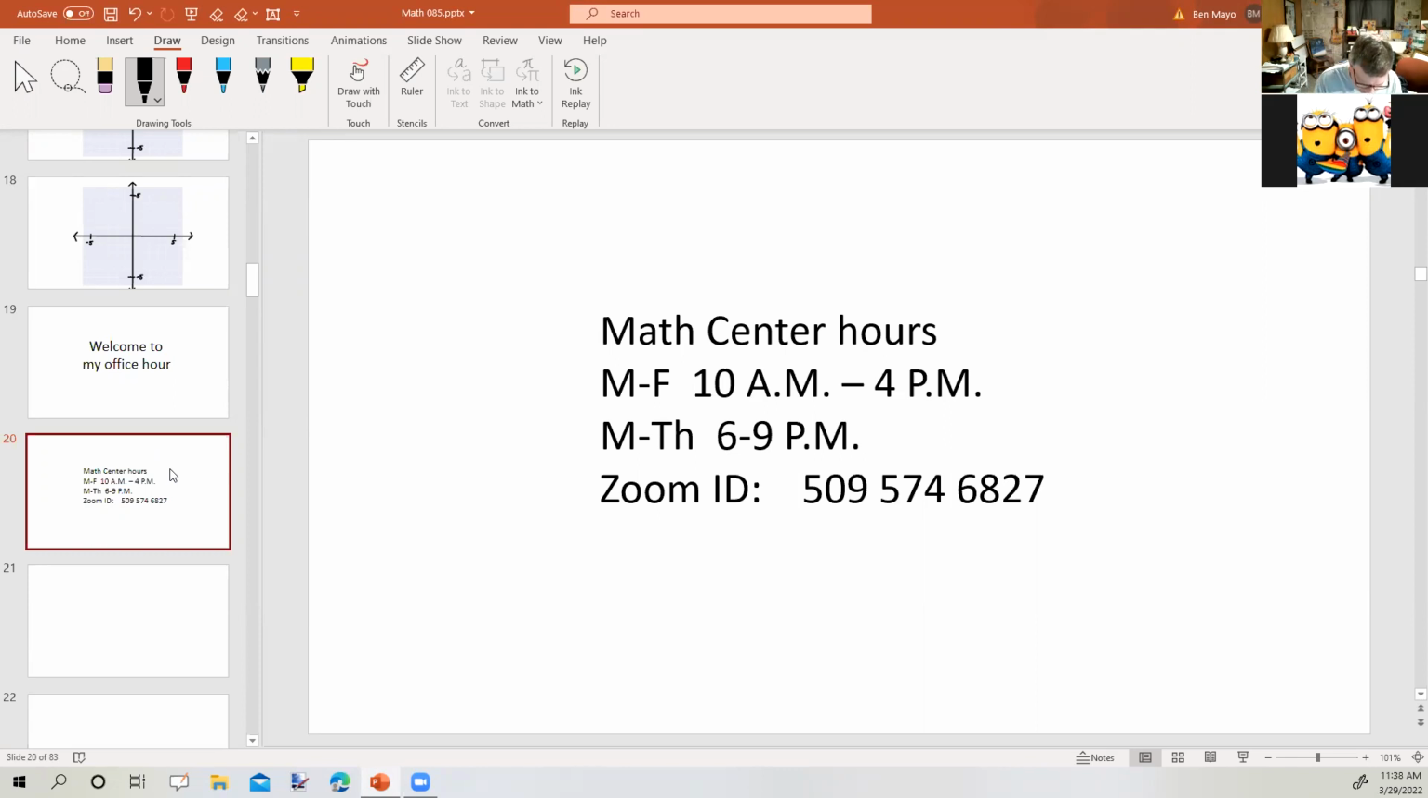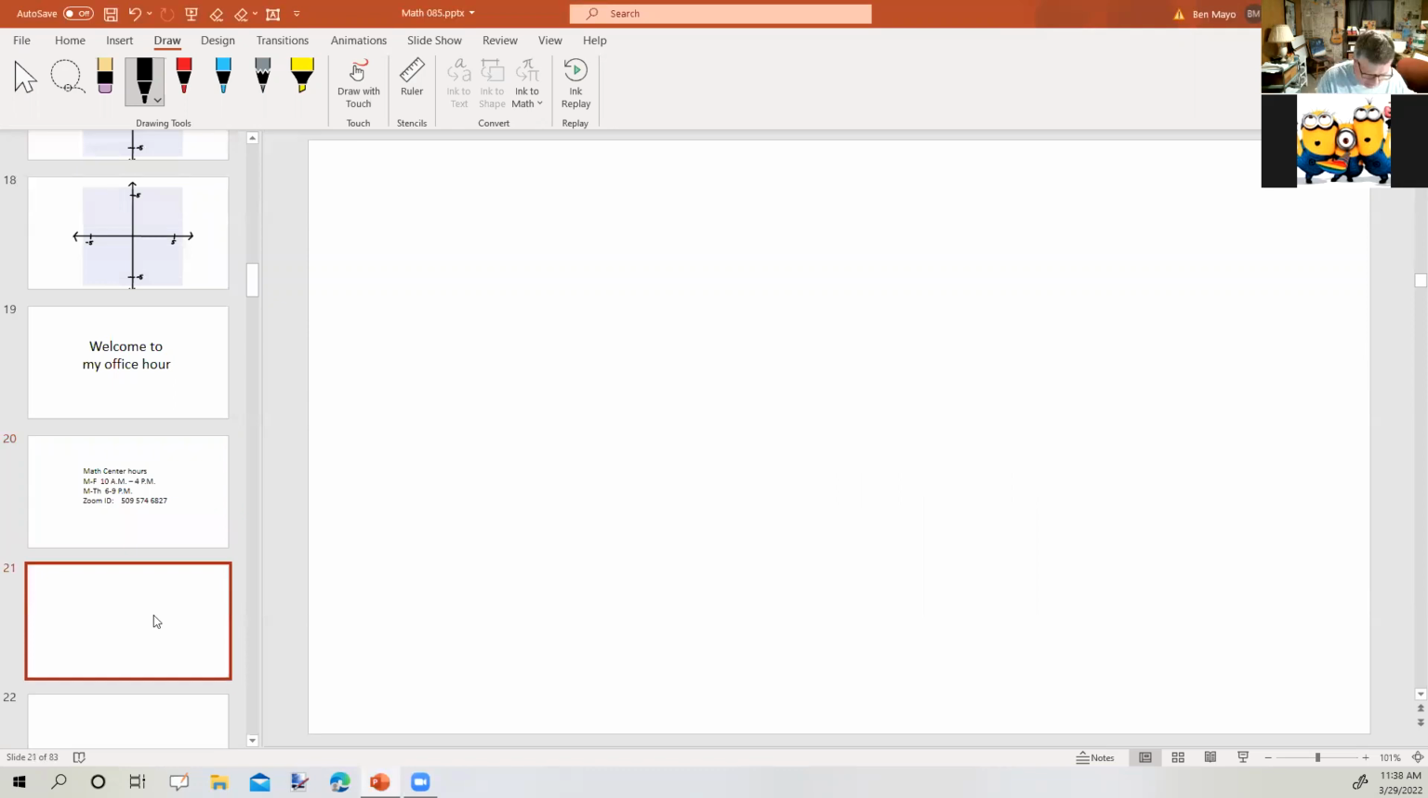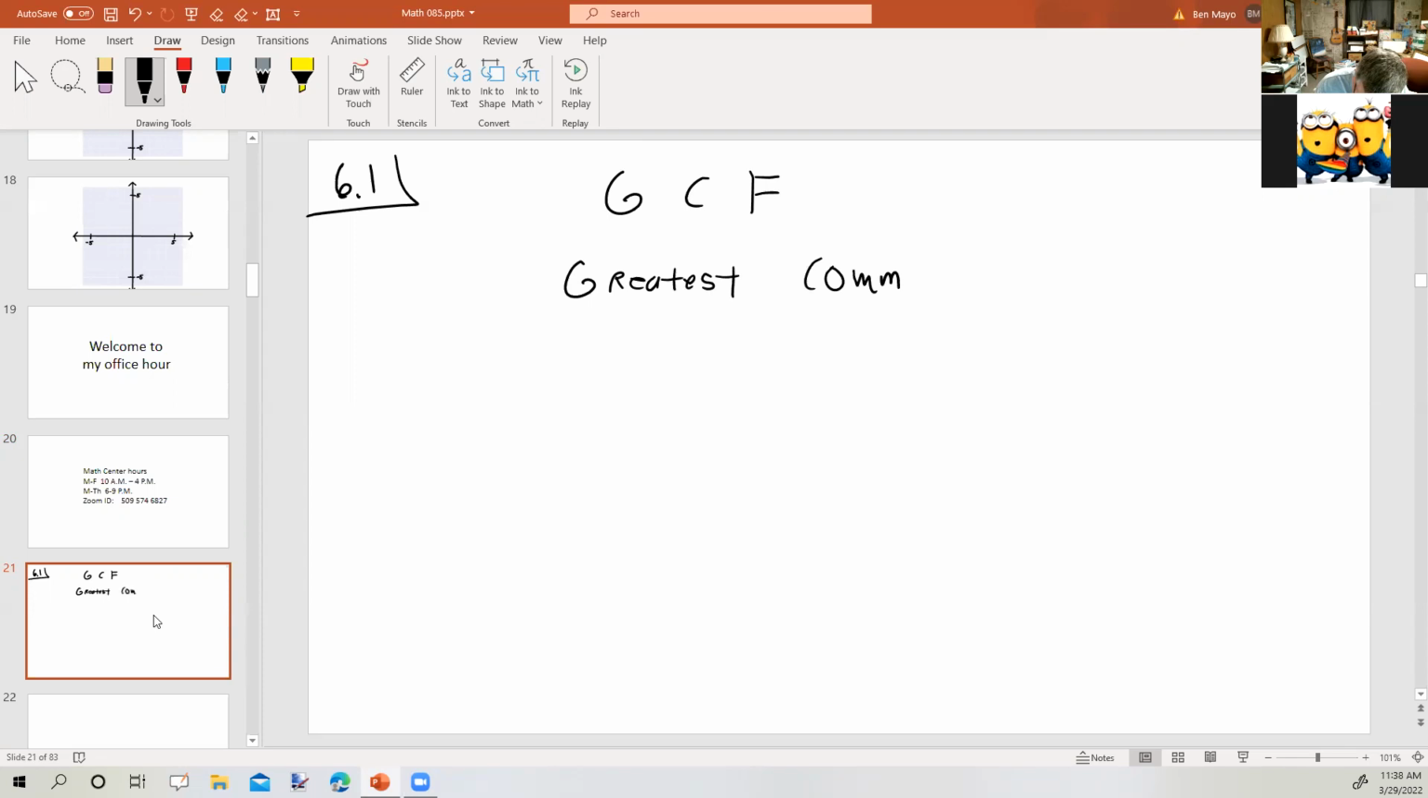Okay, so now we're going to take a look at section 6.1. All right, first of all, it says find the GCF of each list of numbers. GCF stands for greatest common factor. So let's take the numbers 6 and 10.